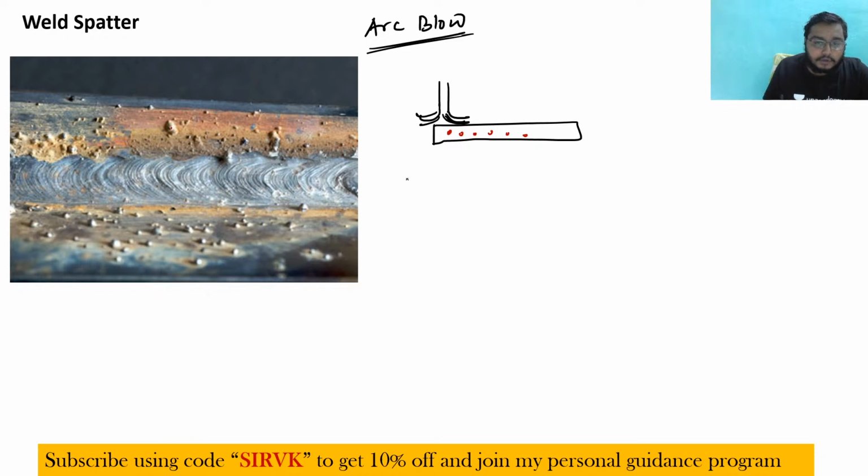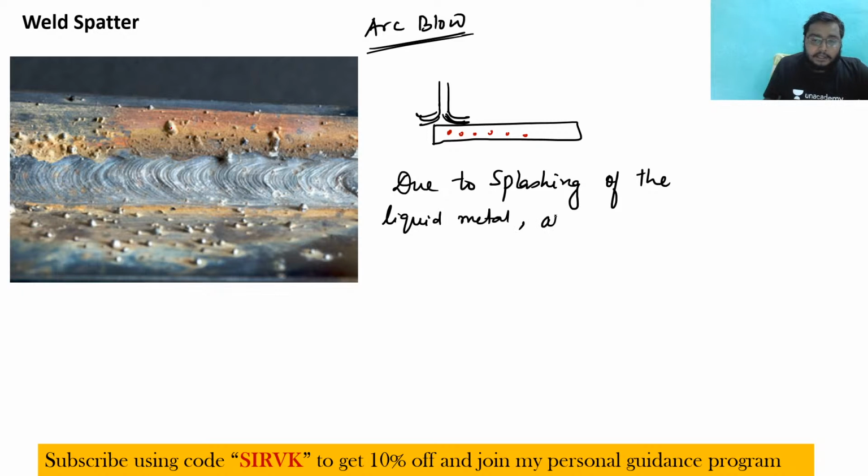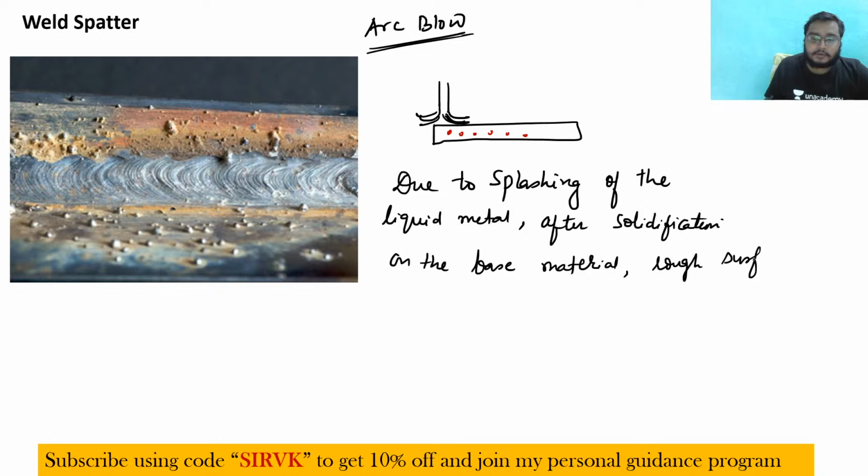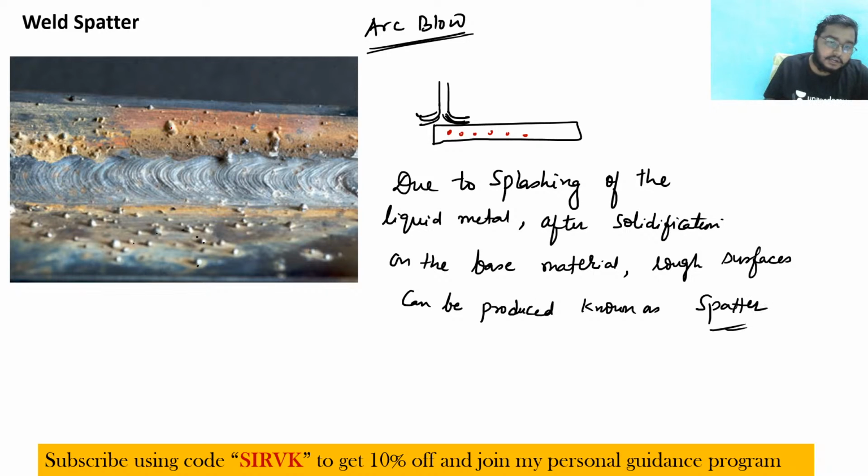Why? Due to splashing of the liquid metal, after solidification on the base material, rough surfaces can be produced, known as spatter. So these are the very rough surfaces that you can understand. These are all the rough surfaces that are known as spatter.